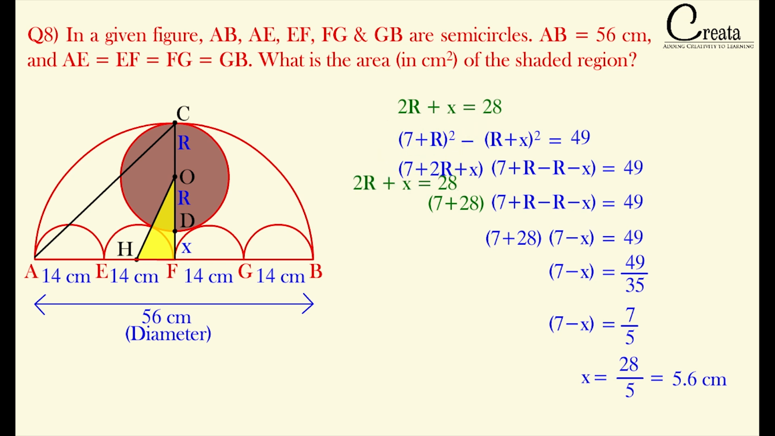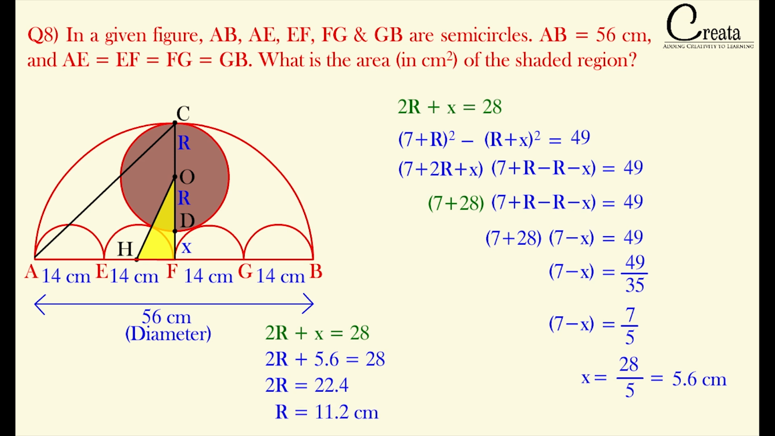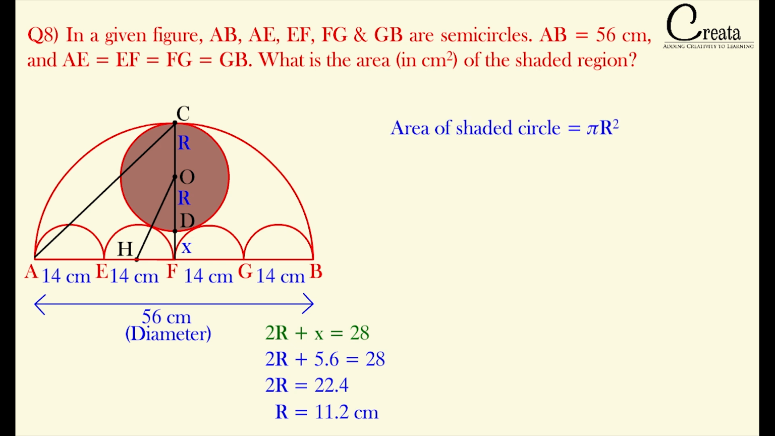Further, we know 2R plus X is equal to 28 centimeter and we have calculated the value of X. Let's put the value of X. On solving, we got R, that is the radius of the circle, as 11.2 centimeter. Once we got the radius of the circle, we can calculate the area of the circle as pi r square. Let's put the value. We got the area of the circle as 394.24 centimeter square. That is the answer of the question.